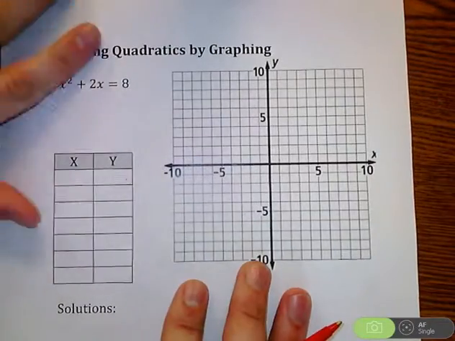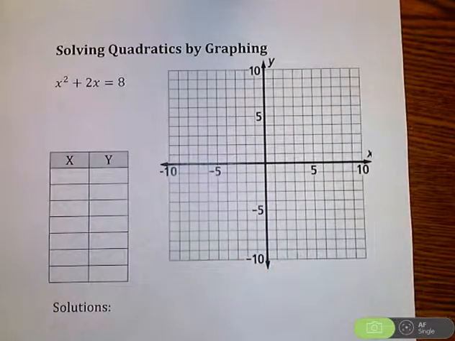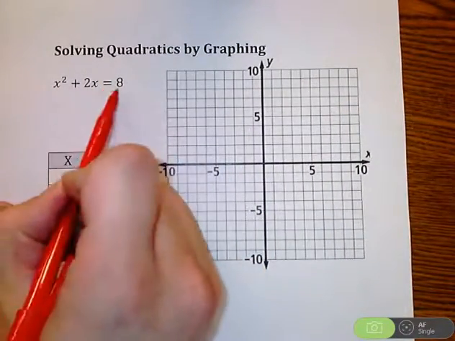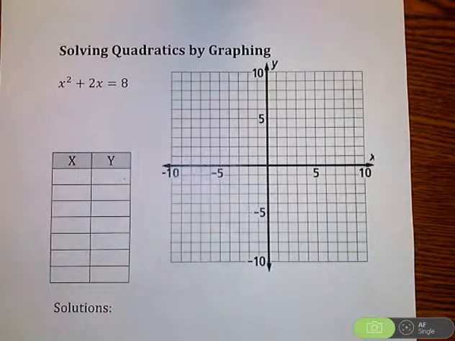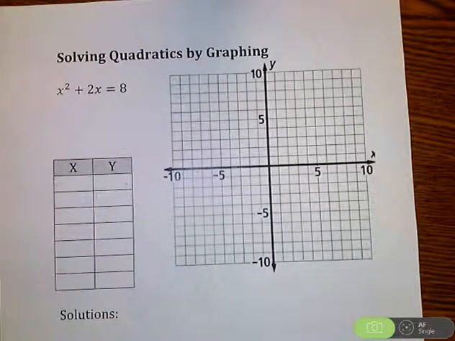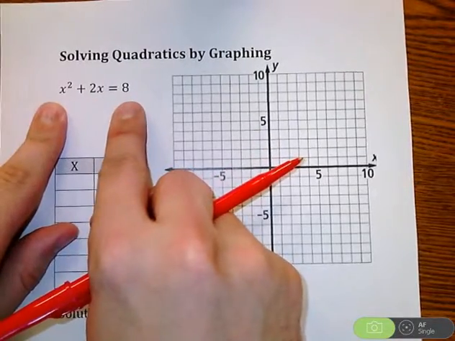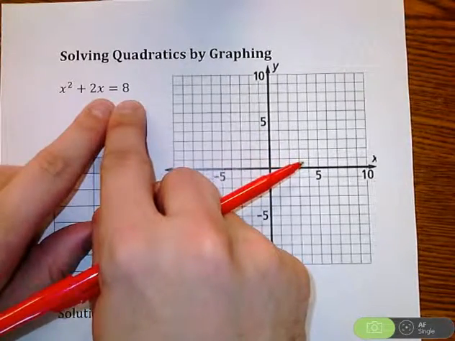The most important thing that most people forget about is we want our equation, the entire equation, set equal to 0. Once it's set equal to 0, things become a lot easier and it allows us to get to our answer much better. So right now I have x squared plus 2x equals 8. I do not have a 0 on the other side.